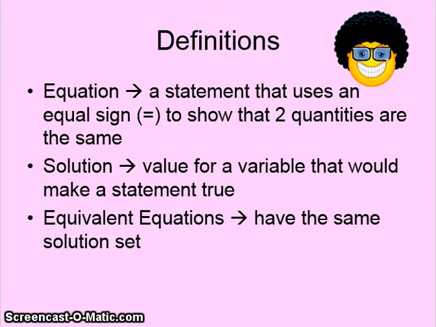First of all, an equation is a statement that uses an equal sign to show that two quantities are the same. The difference between an equation and an expression is that an equation has an equal sign, whereas an expression does not. A solution for an equation is a value for a variable that would make a statement true. So it's a constant, a number that you can plug in for a variable that will give you a true statement, something like 2 equals 2 or negative 1 equals negative 1.